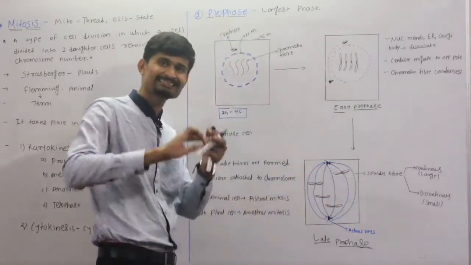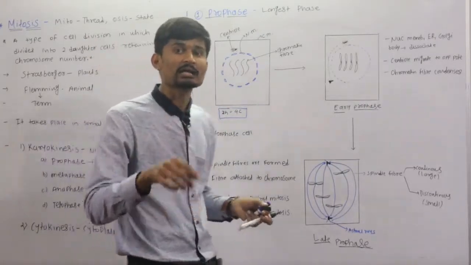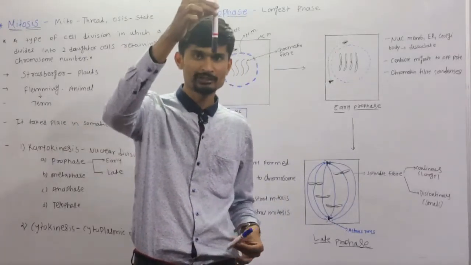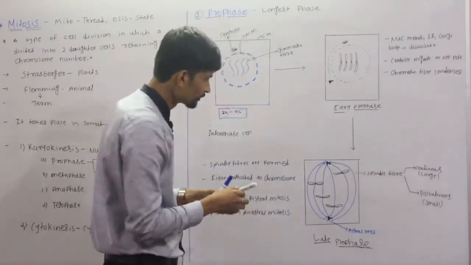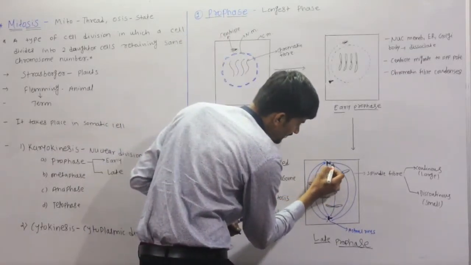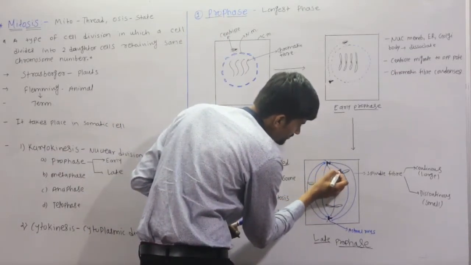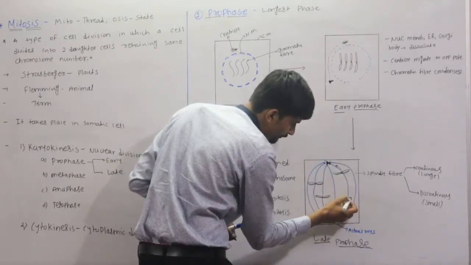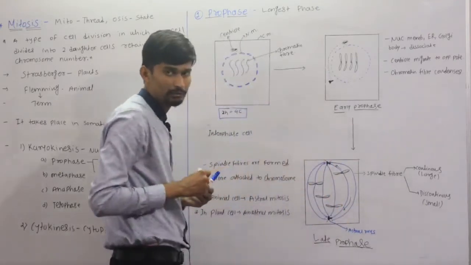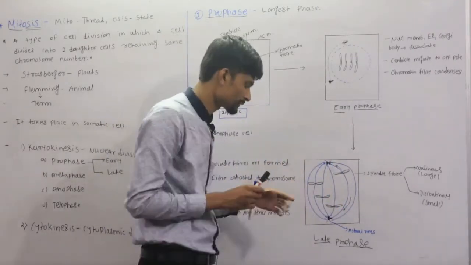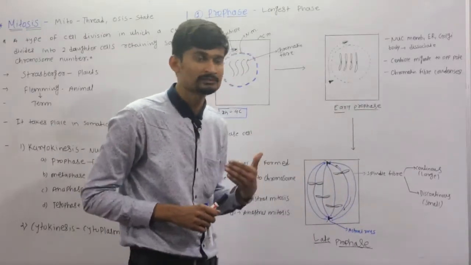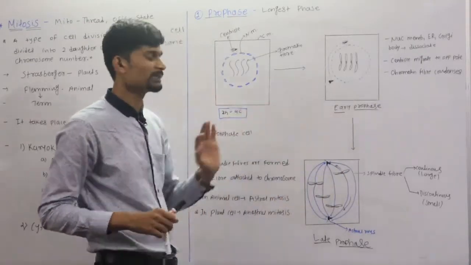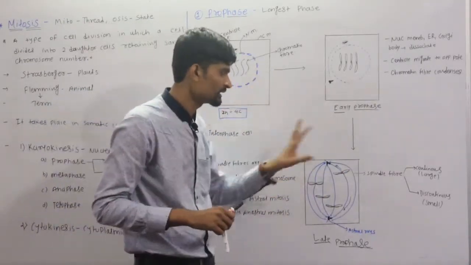Spindle fibers do not arise from one direction. These arise from both directions. Okay, from the upper pole, meaning from the upper centriole, and from the lower centriole. So these spindle fibers arise from this centriole, and these spindle fibers arise from that centriole. We will see the function of this spindle fiber in the next phase, that is the metaphase. So this is a picture of the late phase. Okay, this is the picture of the late phase.